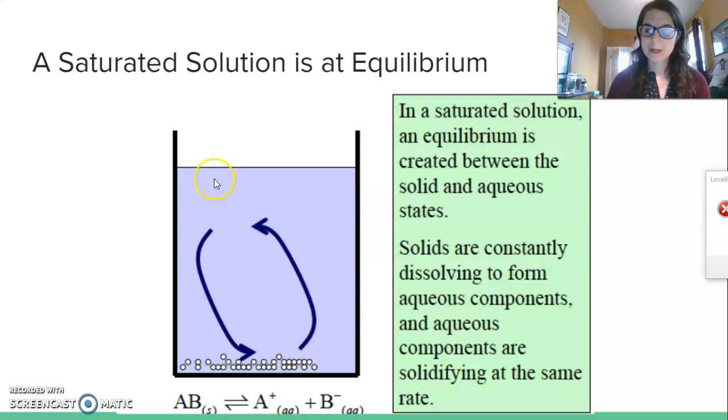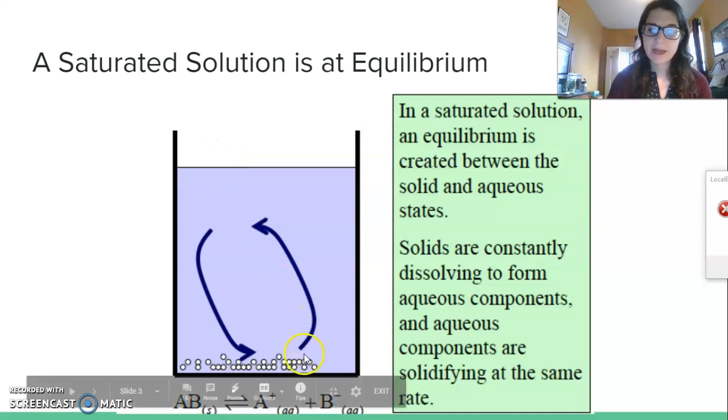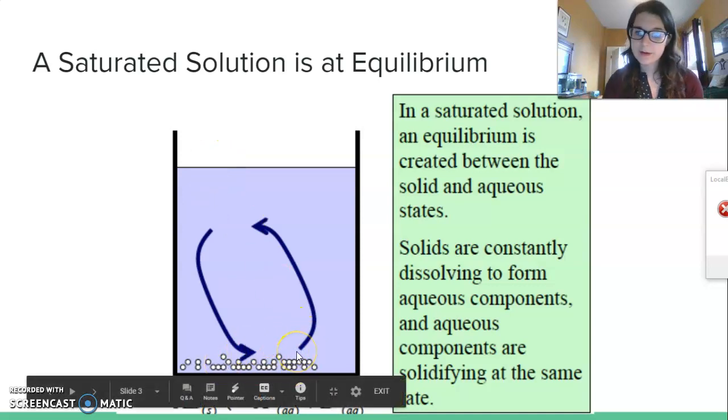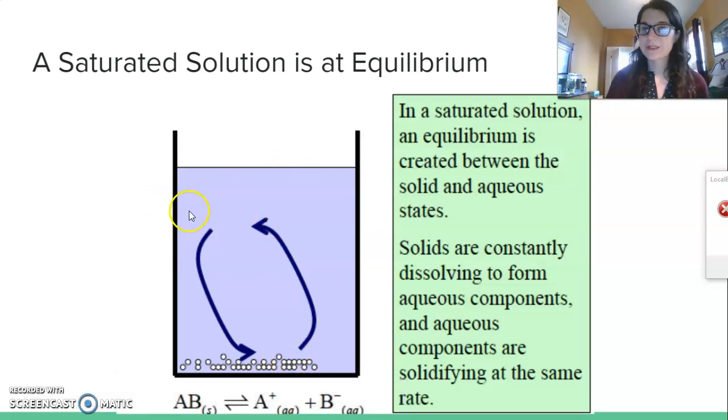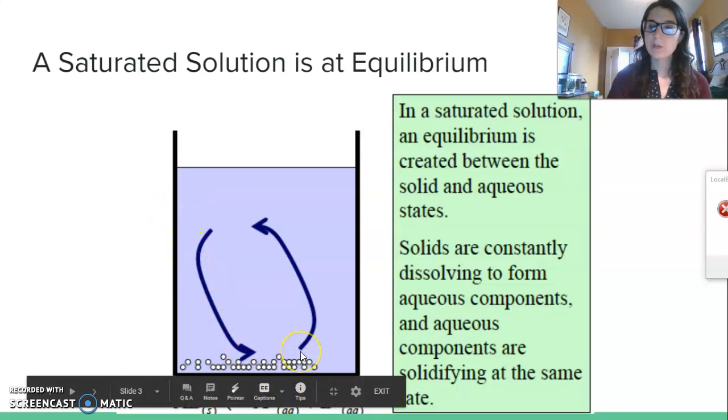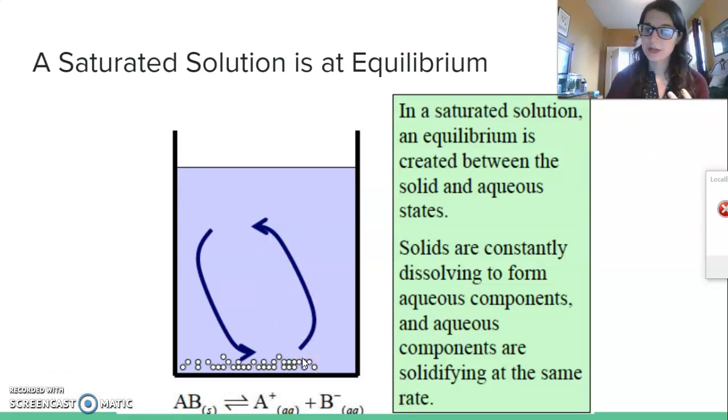So it is dynamic. So this kind of depicts that we have a solid salt at the bottom. Some salts are dissolving into their aqueous components, where some aqueous components are going back into a solid. We've reached equilibrium once these two processes are happening at the same rate, which occurs when a solution is saturated.